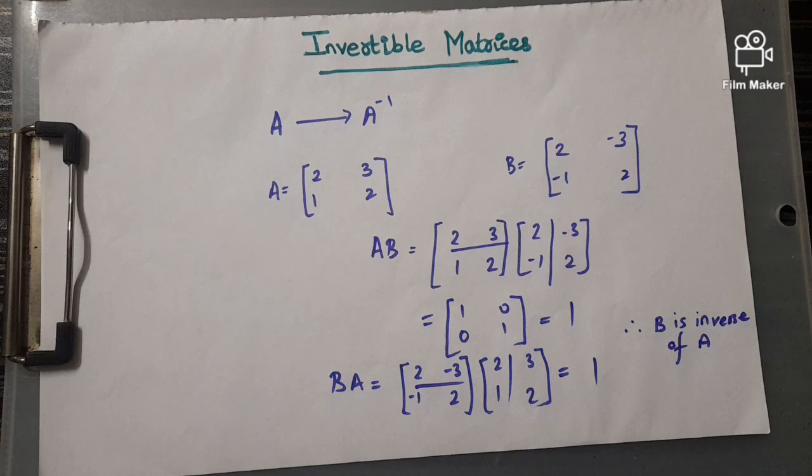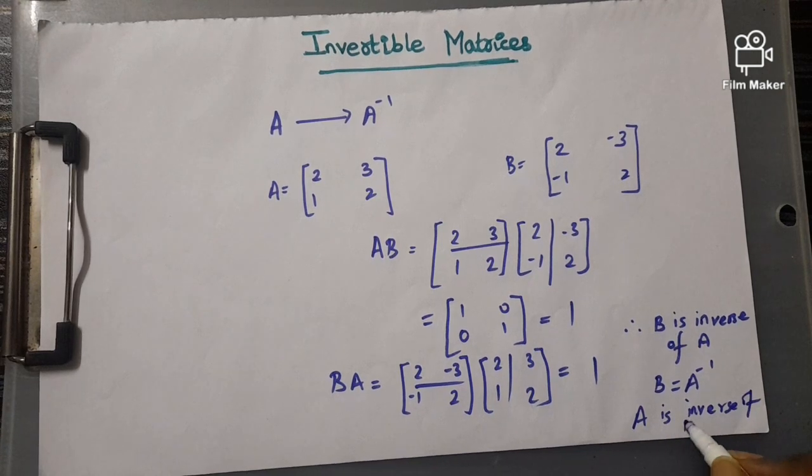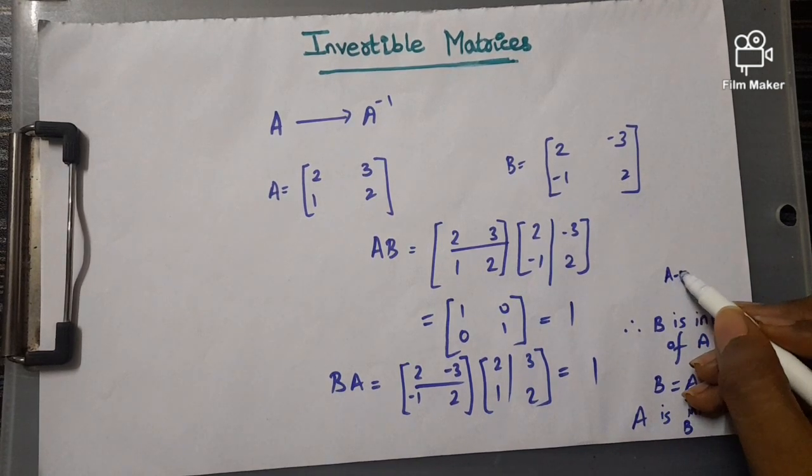Our aim is nothing but to find the inverse, right? So AB equals 1. Similarly, we got BA to be 1. Therefore, B is the inverse of A. So B equals A inverse. And A is the inverse of B. Both are the same, right? A is the inverse of B, so A equals B inverse.